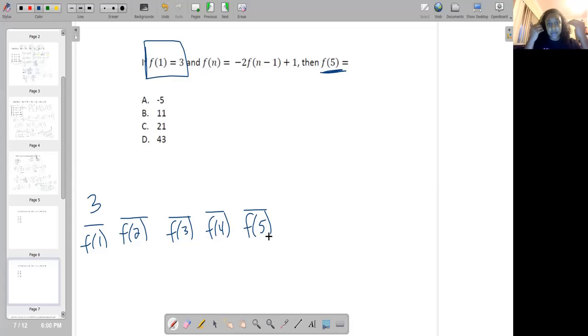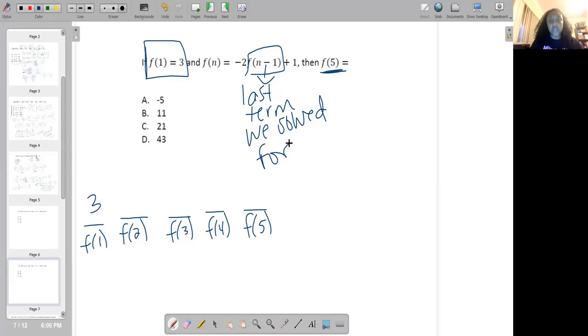That's what n means. So now that I know what the first one is, this here also tells me all we're doing is taking whatever the last term is. So I can replace this with the last term that we solved for, right? Last term we solved for. So if I do that, I'm going to be able to find it because that's what f of n minus 1 is, and I'll show you why.